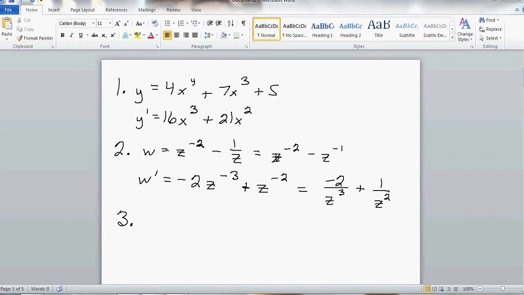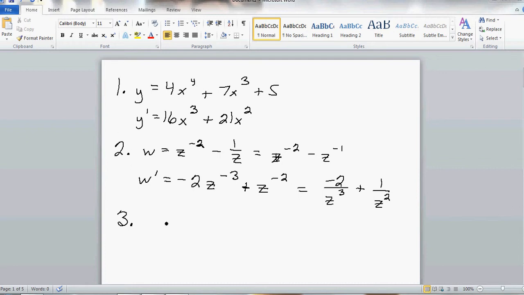Now we get into something a little bit different, and that's problems 3 and 4. 3 and 4 ask for the second derivative. Well, the second derivative means we're going to have to take the derivative of the derivative. But that's not really difficult, just do the exact same rules. It's the exact same rules in both cases. It's just we're going to take the derivative of the derivative.